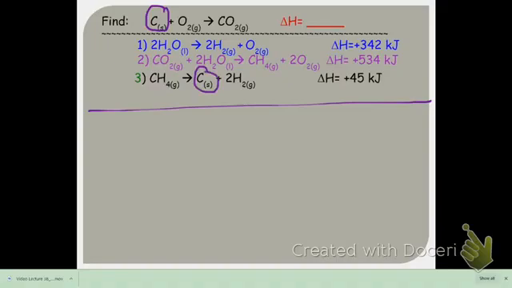Is it on the correct side? No. So you're going to need to flip. That means I'm going to need to change my sign to a negative right here. And does it have the correct coefficient? There's a 1 in front of the carbon in the original. There's 1 in front of the carbon on the available. So yeah, that's good.